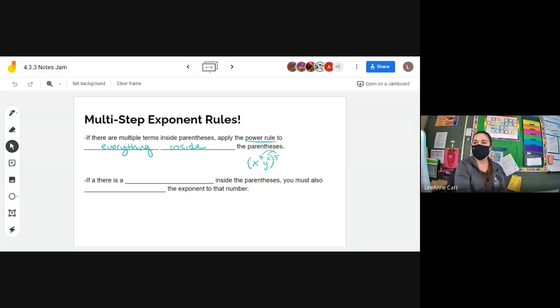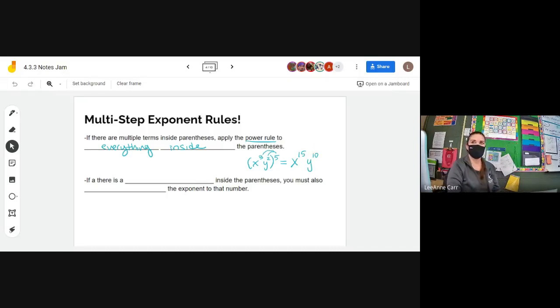And because we're using our power rule, what are we doing with those exponents? Let's see if our virtual people get it. What are we doing with those exponents? Yeah, thank you. So in class and virtual, we said we're multiplying. So from here, if we did that, we'd get x to the 15th, y to the 10th.